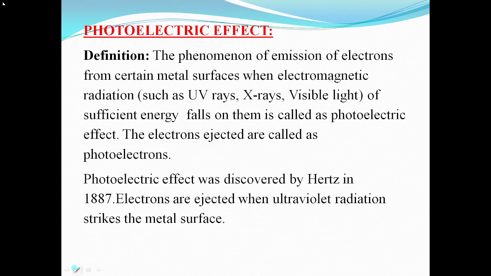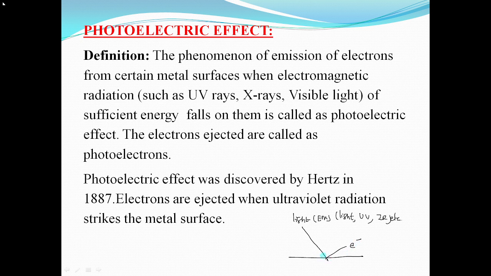So what is meant by photoelectric effect? See here, when light falls on the metal surface, what happens? Electrons get ejected. Which light falls on the metal surface? This light may be any electromagnetic radiation. Any electromagnetic radiation means, for example, it may be visible light, ultraviolet radiations, infrared radiations, etc. When any electromagnetic radiation falls on a metal surface, electrons get ejected.